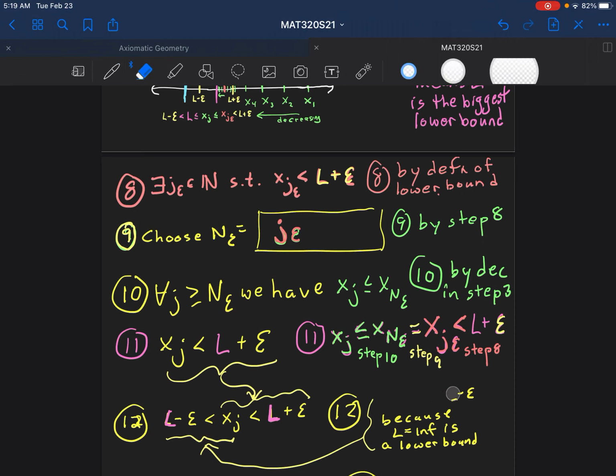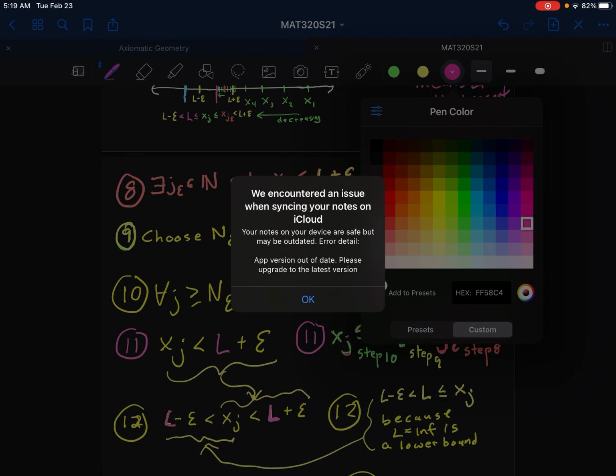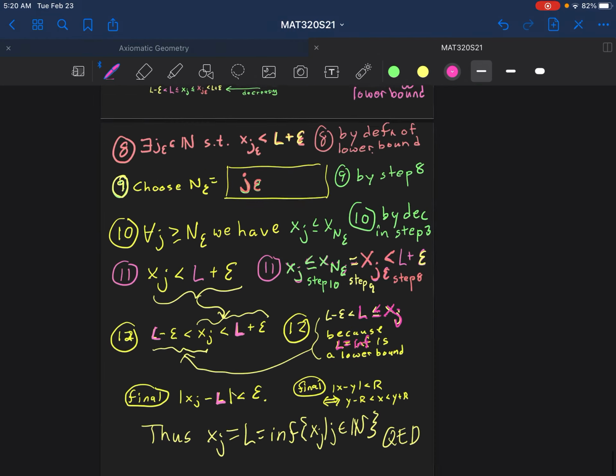Okay? So maybe I could write this in the opposite direction so it's a little easier to see. L minus epsilon is always less than L. And L is less than or equal to XJ because L is the infimum. So now it's written in the direction that's easier to read off. Now, I don't know if I really should have written that in yellow because that's really about the infimum definition. So this should be written in the bright pink, right? Okay, so let's just do that. This is because L equals infimum. So L is less than or equal to XJ. Okay, so we have that right there.